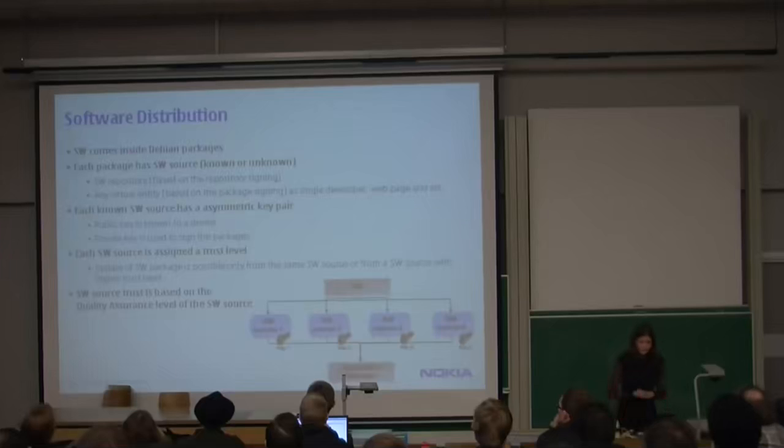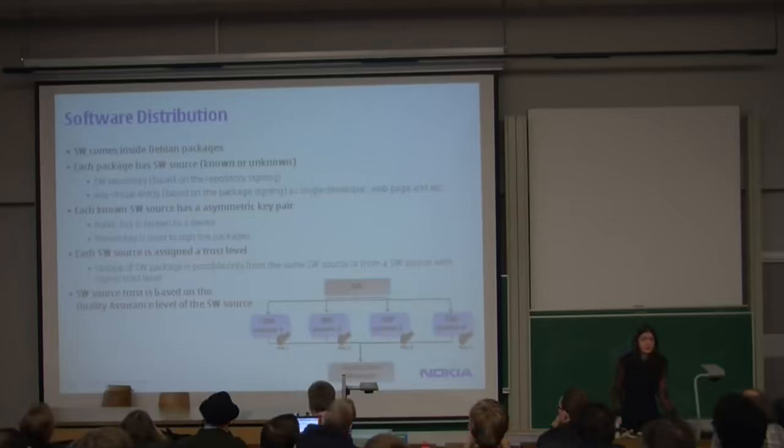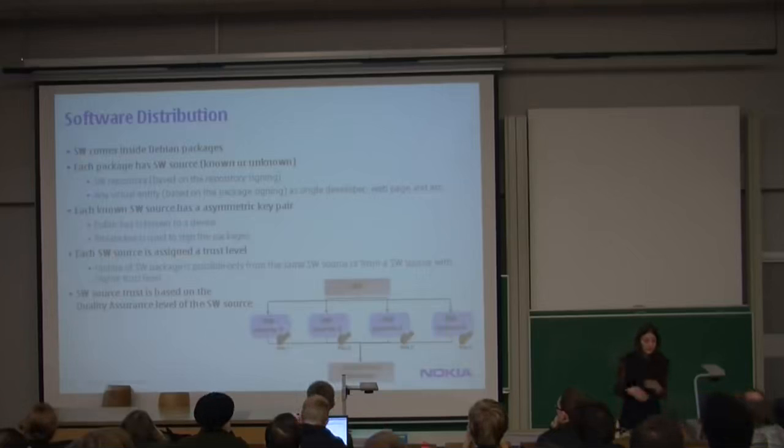So still a couple of words about software distribution. As I said, software comes inside Debian packages, and from the device's point of view, from the application manager's point of view, each package has a software source. In the classical way, based on repository signing, the classical Debian distribution way, the source is the software repository. It can also be any virtual entity if we're also going to support package signing. So it can also be a single developer or web page, or somebody who has a key pair and can sign a package. In order to be recognized, this software source has to have an asymmetric key pair, where the public key is known to the device and the private key is used to sign the package. These are quite standard things.